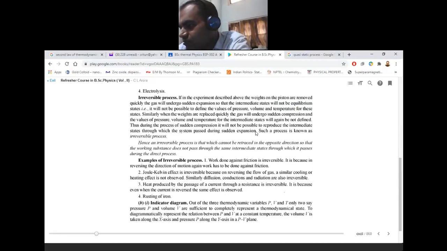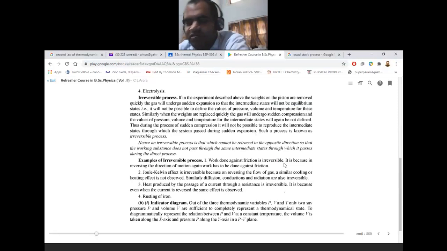Okay, so this is just the opposite of reversible. If you understand the reversible process, irreversible processes are very easily understood. If you know well the definition of a reversible process, you can easily define an irreversible process. So some examples are there.